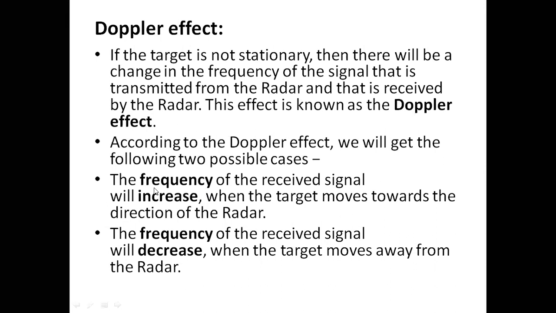ఒకటి ఏంటంటే, received signal frequency కనుక increase అయితే, అంటే వచ్చే echo signal frequency కనుక increase అయితే అప్పుడు target అనేది radar వైపు వస్తున్నాడు. ఓకే, transmitted signal తో compare చేసుకుంటే received signal frequency increase అయింది అనుకోండి, అప్పుడు radar వైపు target వస్తుంది. నెక్స్ట్ అలా కాకుండా frequency కనుక decrease అయింది అనుకోండి, అప్పుడు దాని meaning ఏంటంటే target అనేది radar నుంచి దూరంగా move అవుతున్నాడు.